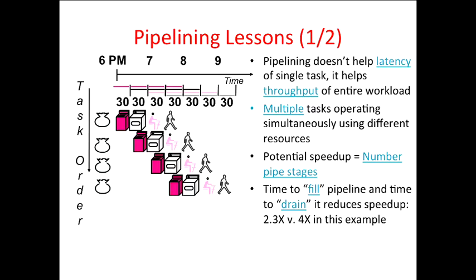So here I have 4 stages of wash, dry, fold, stash. And so the maximum speed up I can have is a factor of 4, assuming I only have one each of a washer, dryer, a folder, and a stasher, right? So the maximum speed up is given by the number of pipeline stages.